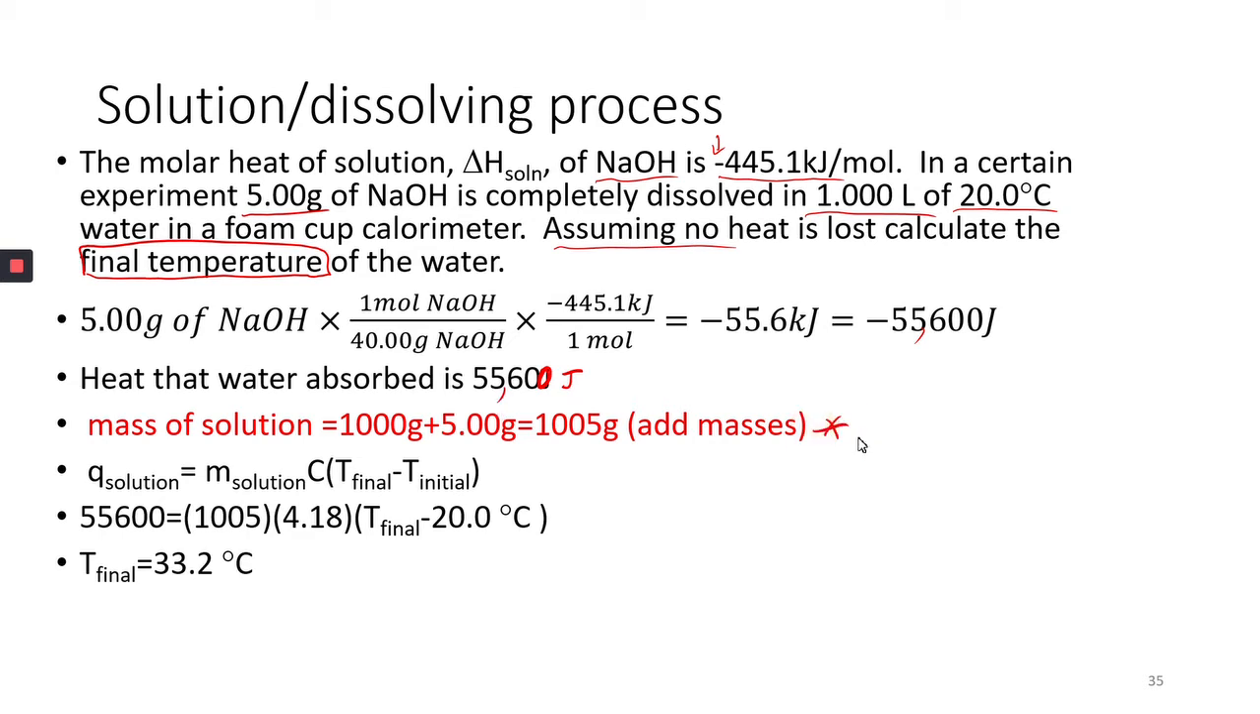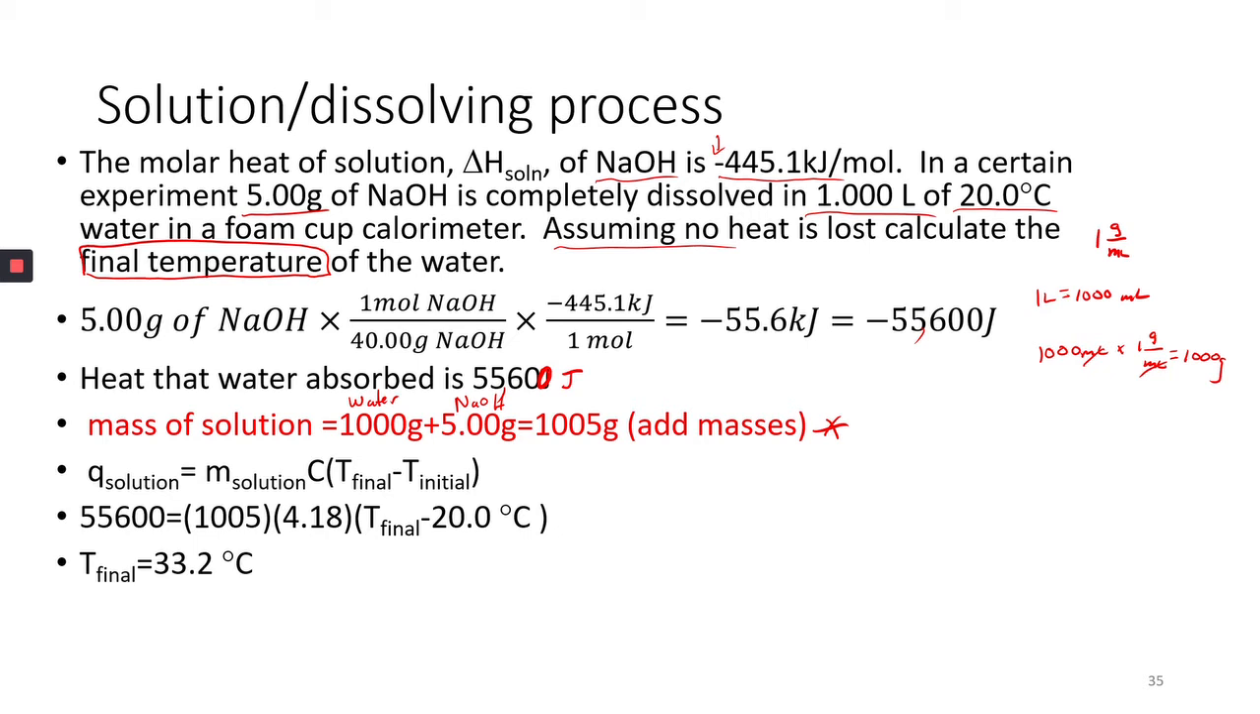When you are dissolving, you have to add the two masses together. So you have 1 liter of water, and the density of water is 1 gram per milliliter. Right, you have 1 liter, which is 1,000 milliliters. So that's 1,000 grams, right? So the mass of the water is 1,000 grams. This is the water. And the mass of sodium hydroxide is 5 grams. You add them together, you get 1,005.